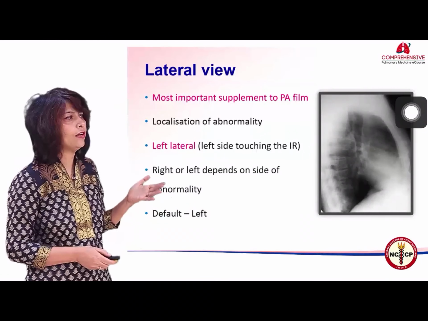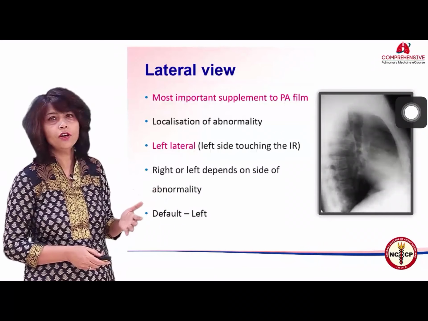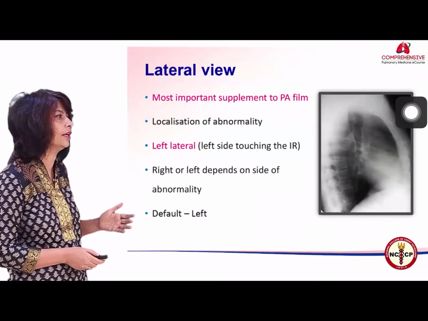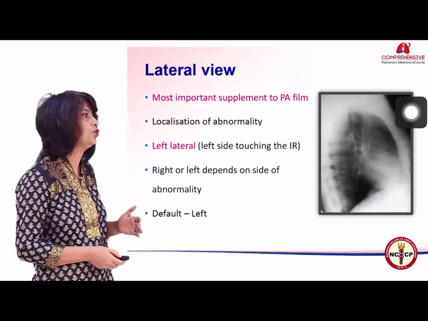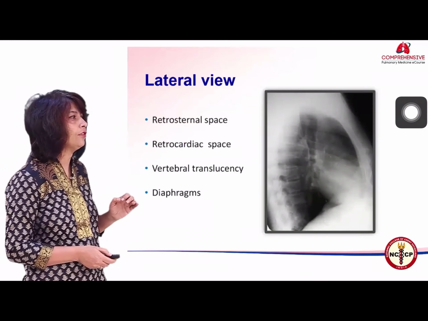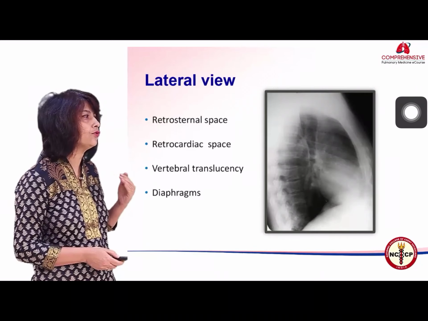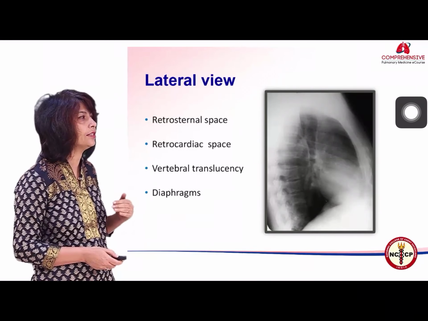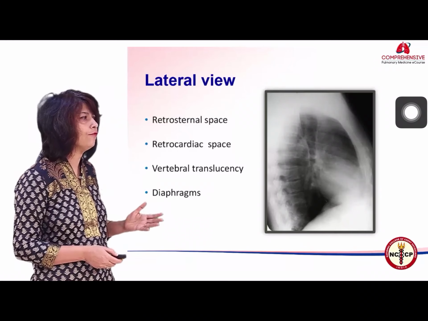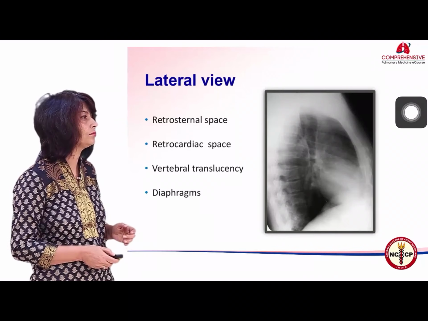And why is left lateral the default lateral view? Because a large part of the left lung gets covered by the heart. So, you do want to see that retrocardiac area. So, by default you would choose to do a left lateral view. A lateral view helps you basically see in the lung the retrosternal and the retrocardiac areas, which you cannot appreciate obviously on a frontal view. It is good for confirming the findings of the diaphragm also.